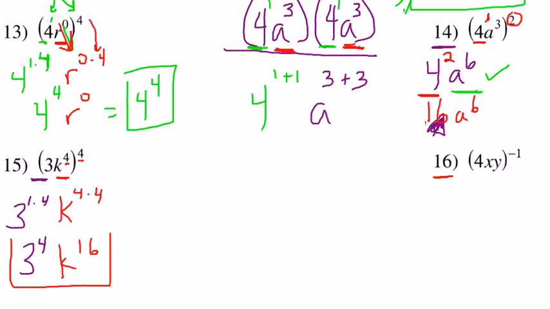And we're good here. We could simplify 3 to the 4th. That's just 3 times 3 times 3 times 3, which I think works out to be 81. If we wanted to do that, we could say 81k to the 16th power. They both mean the same thing.